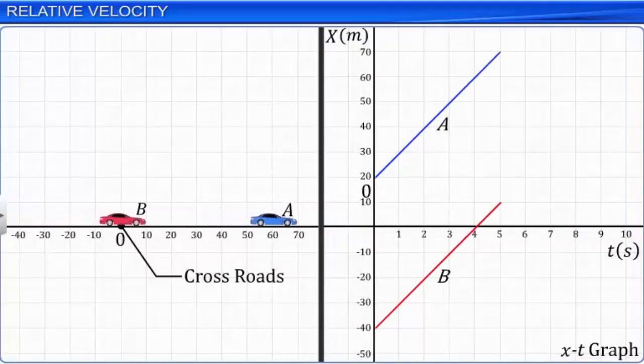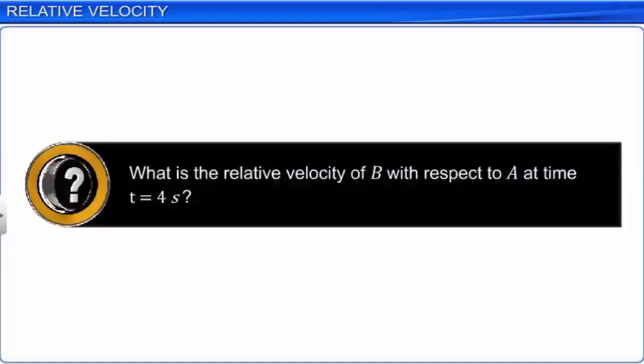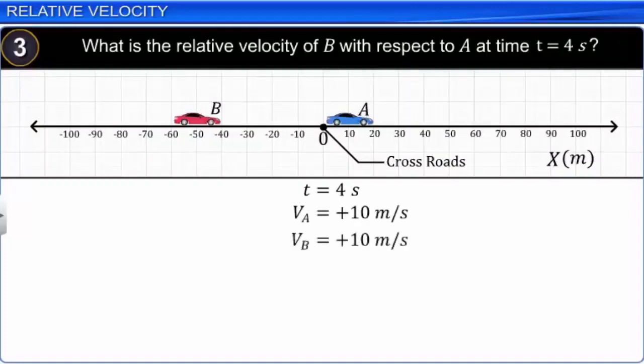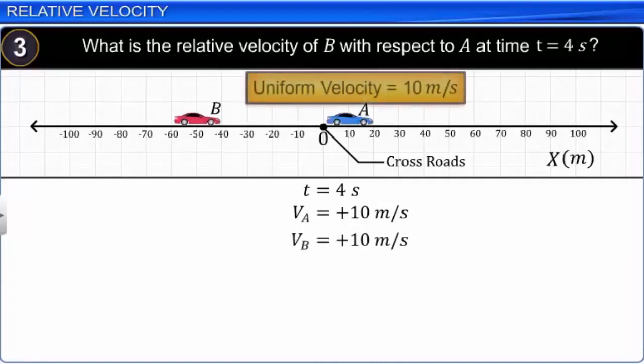What is the relative velocity of B with respect to A at time t equal to 4 seconds? We know that the values of t, VA and VB are 4 seconds, plus 10 meters per second and plus 10 meters per second respectively. As the two cars are moving with uniform velocity, VB by A is equal to VB minus VA. By substituting and simplifying, we get 0 meters per second.